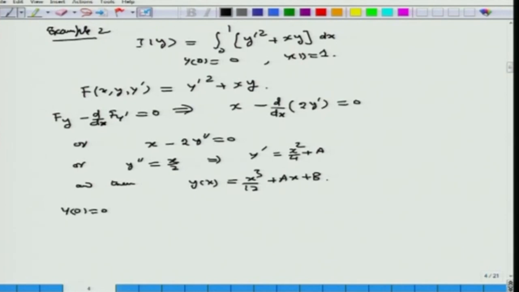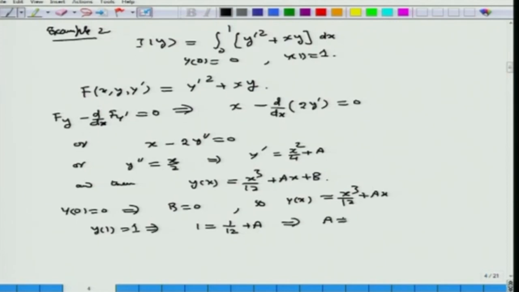So, y(0) equal to 0 implies that b equal to 0, and so y is x cube by 12 plus a x. Now, y(1) equal to 1 implies that 1 equal to 1 by 12 plus a, so this implies that a equal to 11 by 12. Hence, y(x) equal to 1 by 12 (x cube plus 11 x). So, that is the extremal given here.